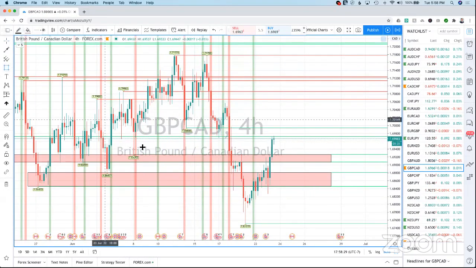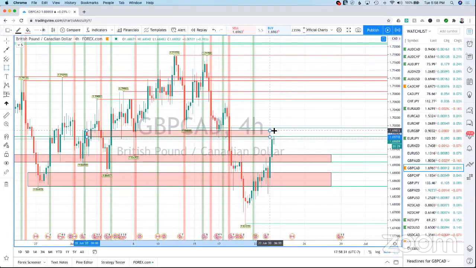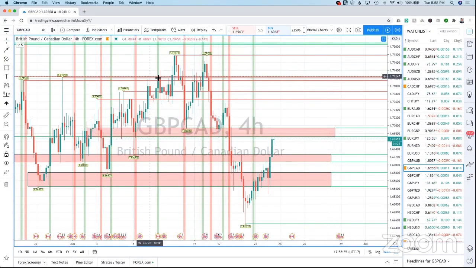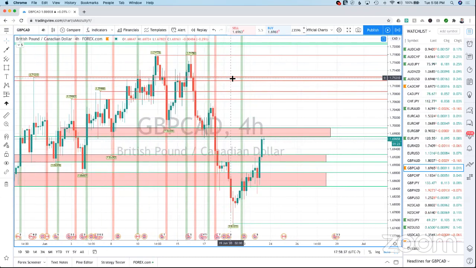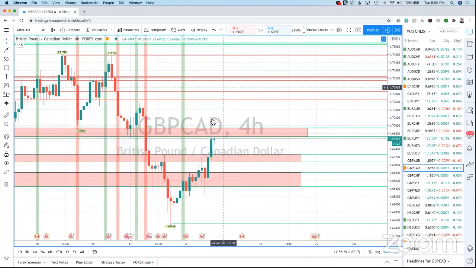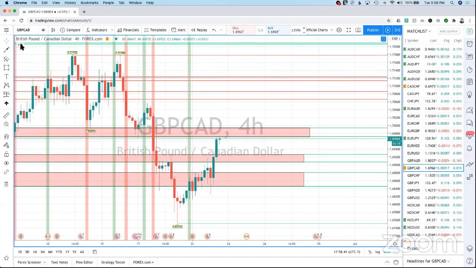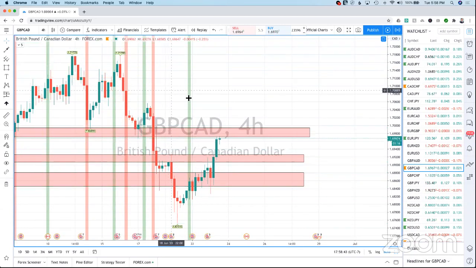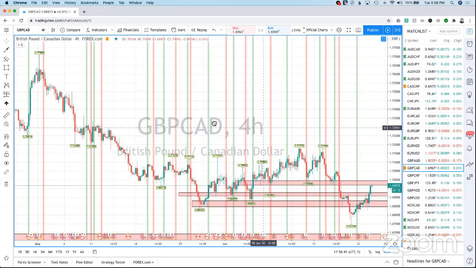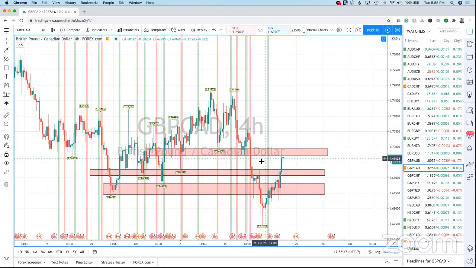GBP CAD right here. There's no entry for GBP CAD. The reason is that it's at resistance right now. If I take the SRs off, you can see it's at a pretty strong resistance point. Strong wick right here, it rejected down, and that's probably what's going to happen again as it comes up here. It's probably going to reject off this zone and shoot back down.